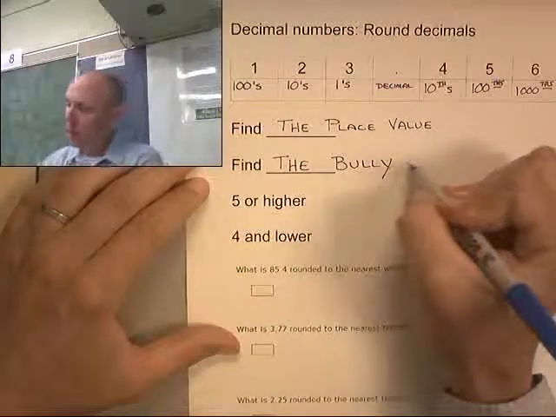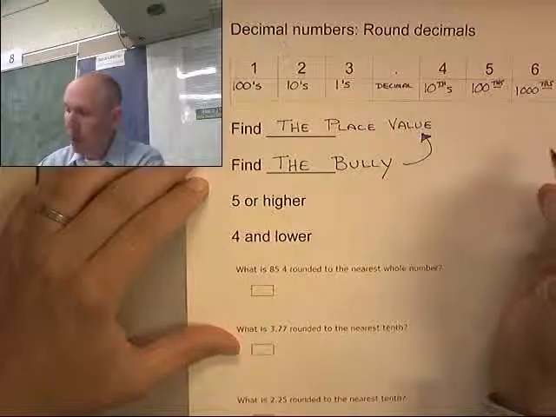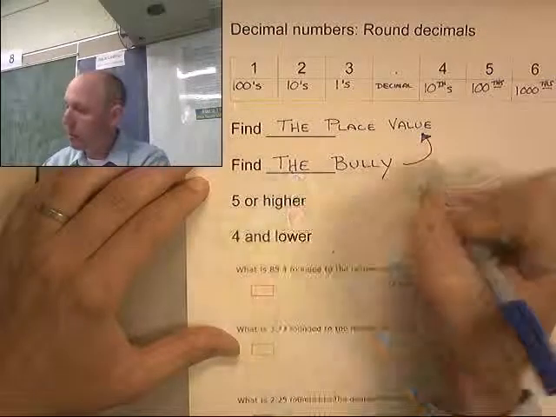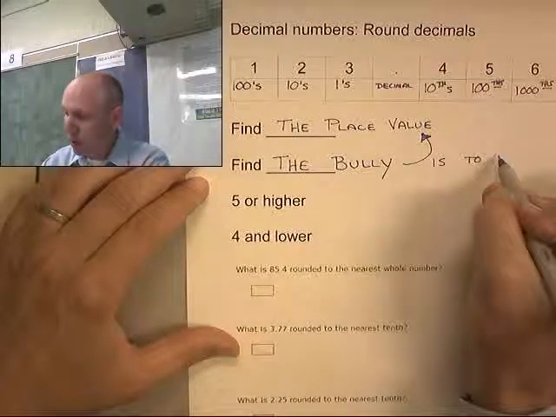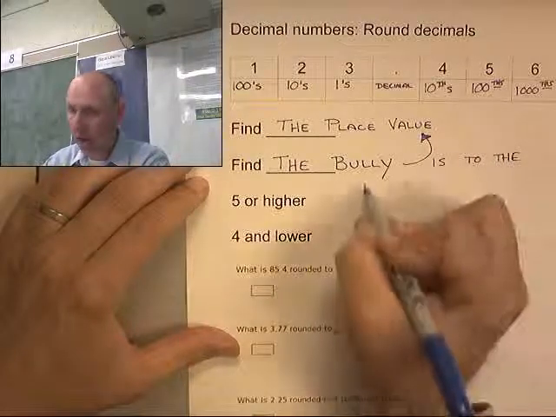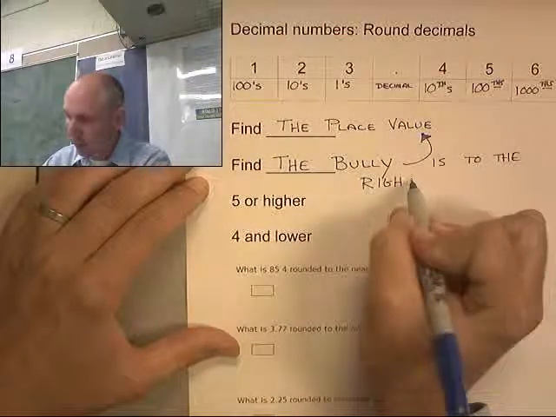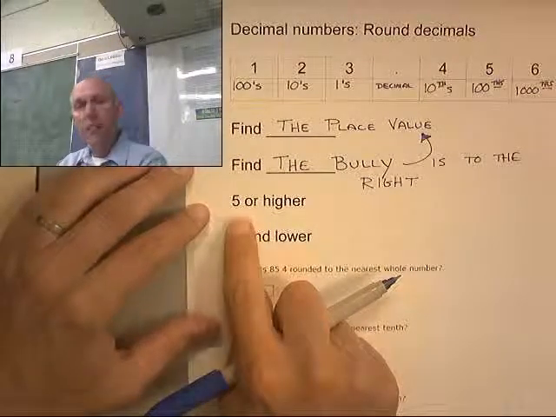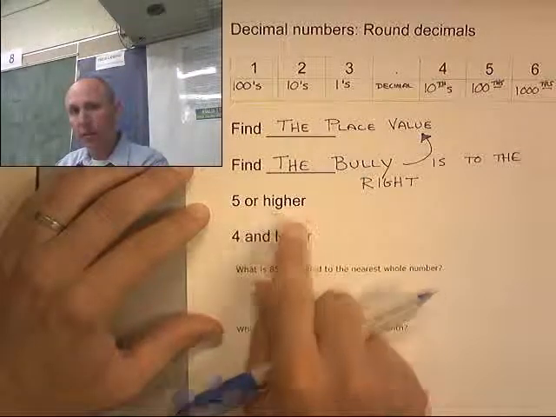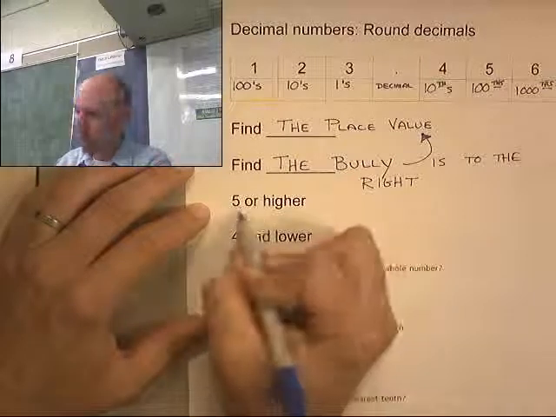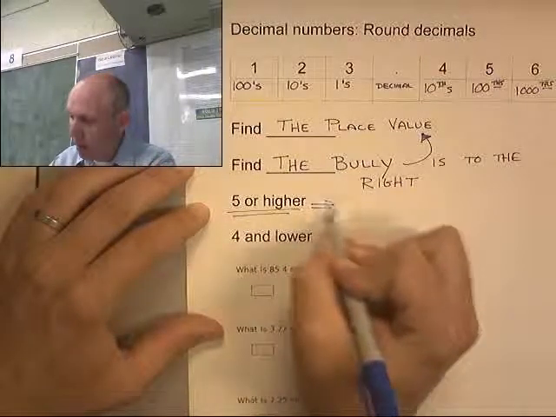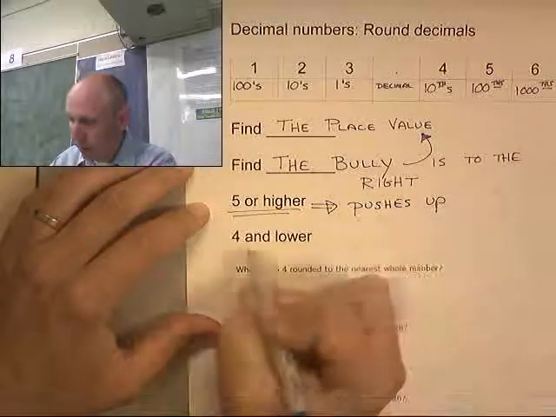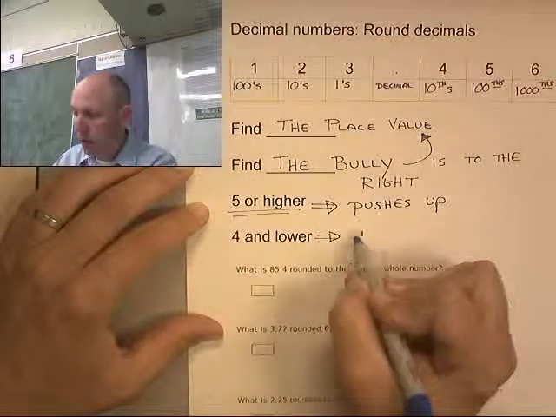And the bully is going to be pushing this number around. And the bully is always just to the right of the place value. The bully is to the right. And if the bully is a 5 or higher, it's going to push the number up. 5 or higher pushes up. 4 and lower does nothing.